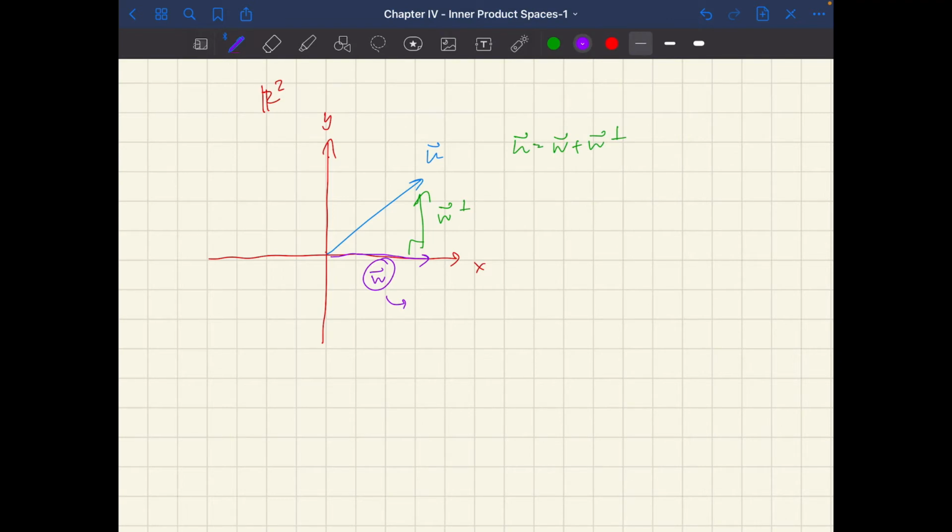Actually, we can find the vector w. If you remember, we call this the projection of u on the vector. This is the projection of u, and you can see that the projection of u is the projection on the x-axis.